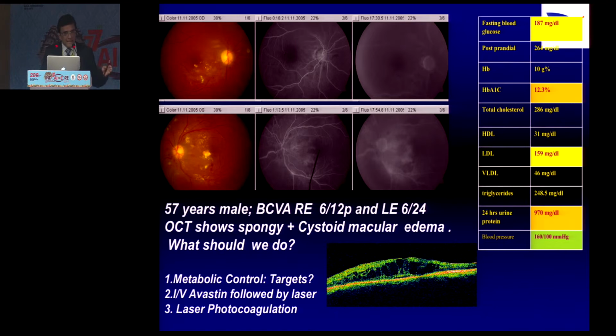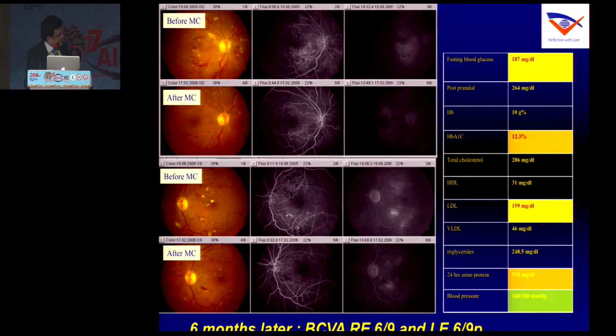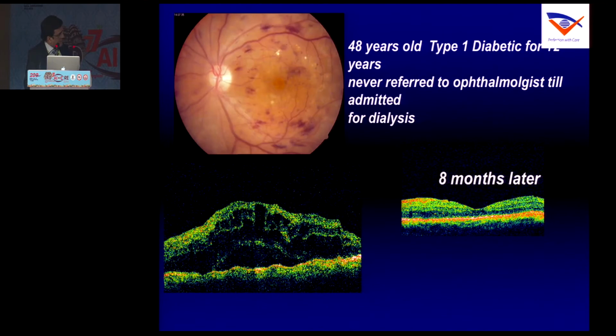So just a little bit about the metabolic control. This patient refused any intervention. This slide I have obtained from Dr. Mangar Dogra. This patient was followed very intensively for 6 months, and this is after very good metabolic control, the right eye and the left eye, the patient did extremely well.